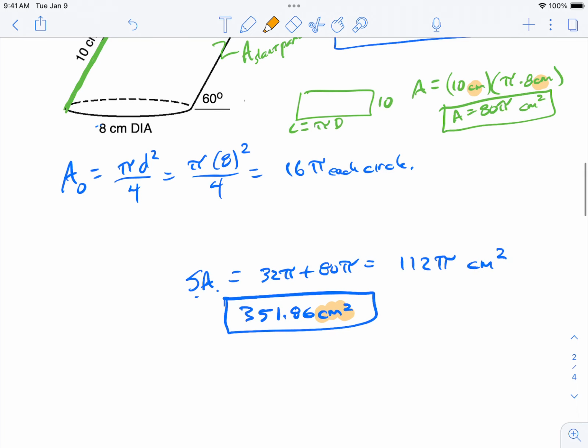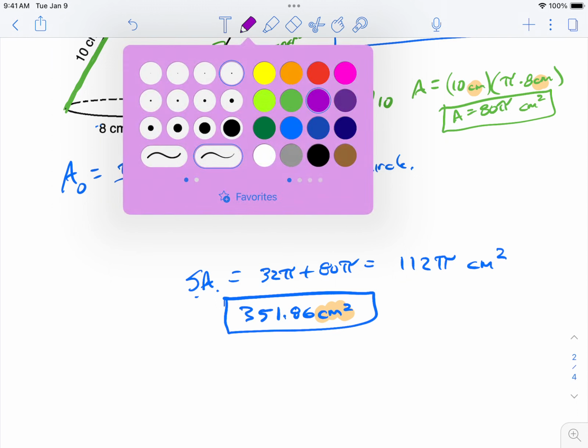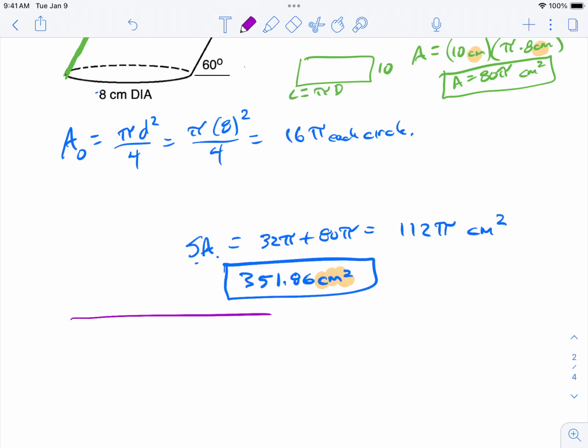Here's a little exercise for you. Let's do a purple exercise. Convert to square inches. I'll just let you pause and try it. Unpause and watch.